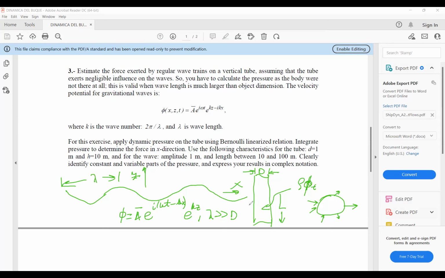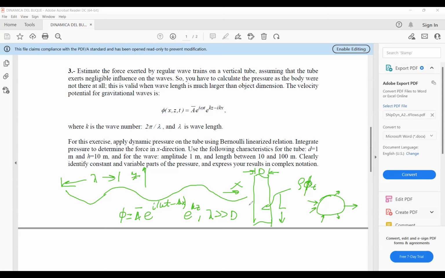If I ask you this question, the first thing you have to do is check whether it satisfies continuity. But if somebody tells you this is the solution for this potential flow, he did it before. In this case, you don't need to check, but it's a good idea to do it.